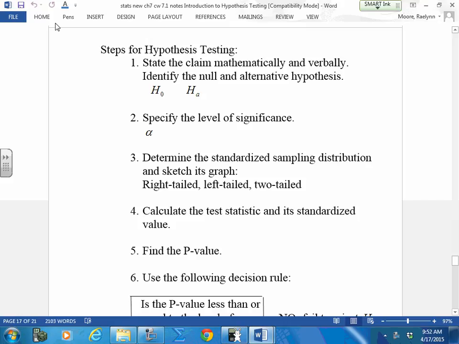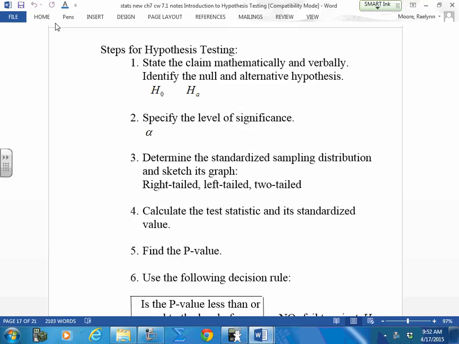All the different elements. Setting up the claim, identifying the HO, the HA. Finding which tail test this is, right tail, left tail, two tail. We talked a little bit about a p-value, testing against a p-value. We looked at the table at the rejecting and how we're going to state our decision.